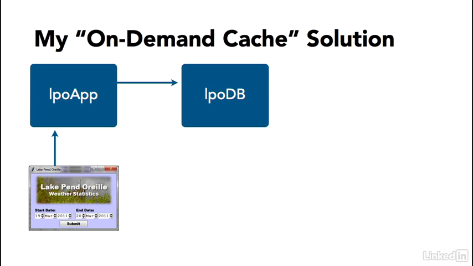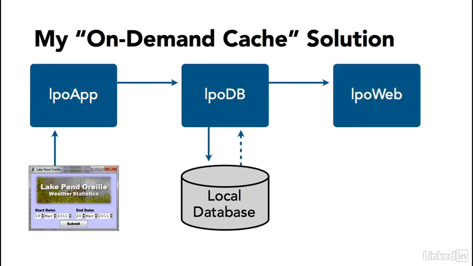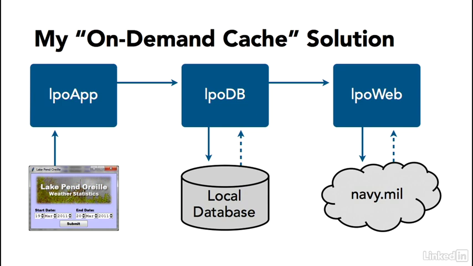As the name suggests, the LPODB module creates and manages a local database to store all of the weather data that's been downloaded. It contains the logic to determine if a specific date has been previously requested and therefore cached in the database, or if it's the first time for that date to be requested. First-time requests will need to be downloaded from the internet, in which case it uses the third module, called LPO Web, to access the Navy's website to download the data. That data is returned to the LPODB module, where it's cached locally in the database, and then all of the data for the requested date range is sent up to the LPO app module.